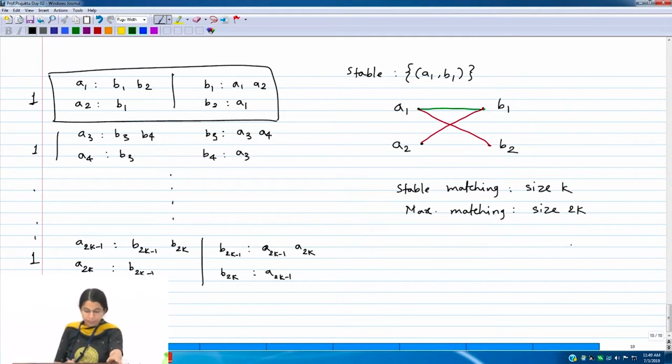So what we want to do is relax this notion of stability, and ask: is there a notion which guarantees a larger size by compromising stability to some extent? We don't want to find just one maximum matching and allot people, because many people will be unhappy with that. But is there a notion which is a little weaker and gives us gains in terms of size?